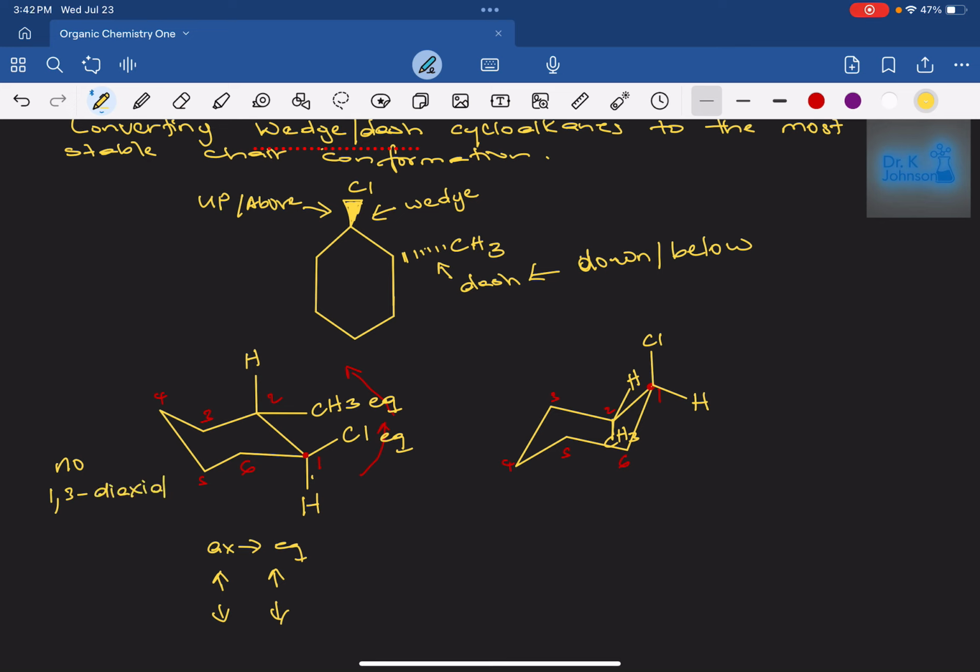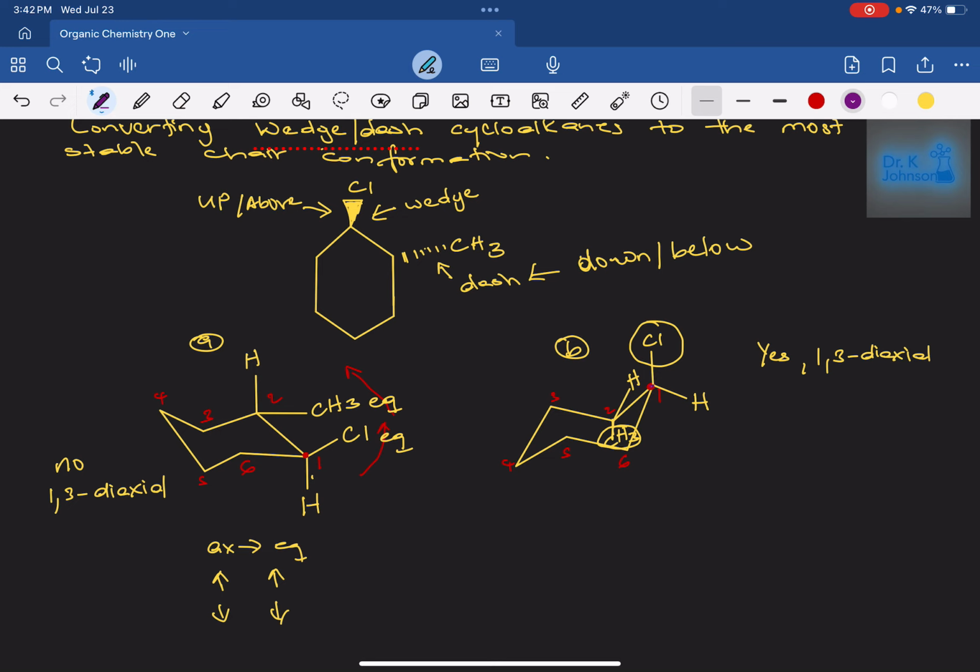If we come over here, I'm going to call these chair A and chair B. If I come to chair B, my Cl is in the axial position, and guess what? My CH3 at the bottom of the ring is also in the axial position. You can have 1,3-diaxial interaction at the bottom and at the top. So this molecule has 1,3-diaxial interaction.